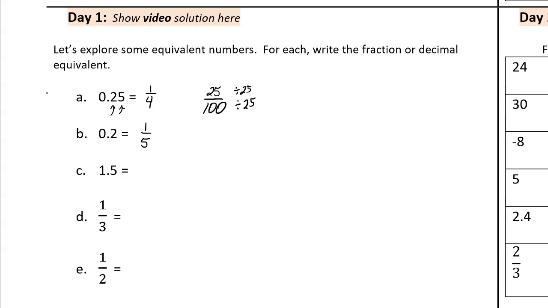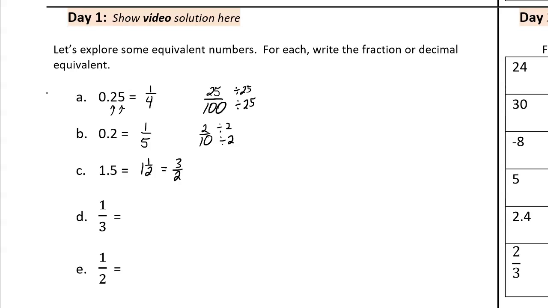Now, if you don't have that memorized, read the decimal literally. What I mean by that is, don't say 0.2. Say 2/10. 2/10 looks like this, and then top and bottom are both divisible by 2. Question C, 1.5 is 1 and 1/2. Alternatively, this could be written as 3/2.